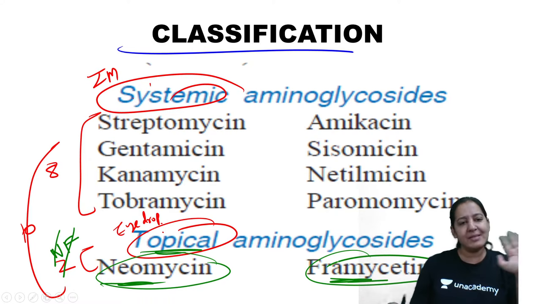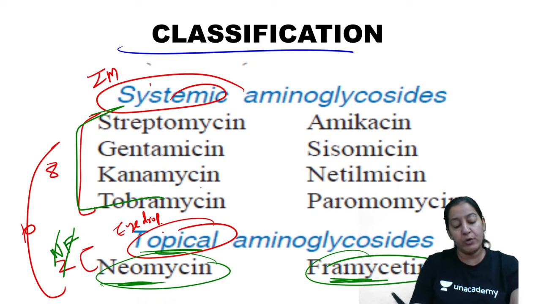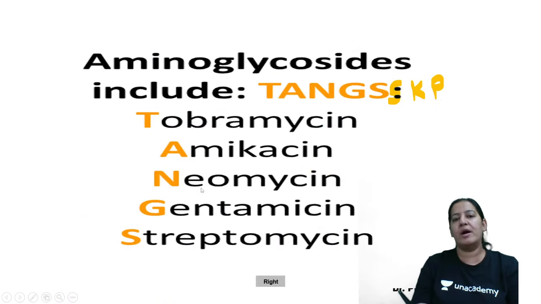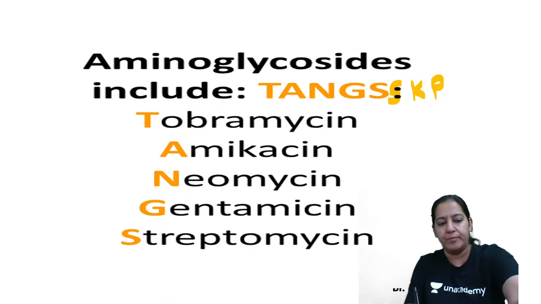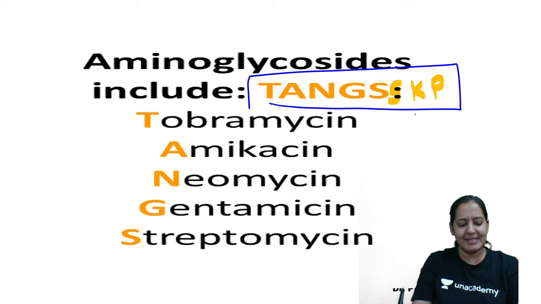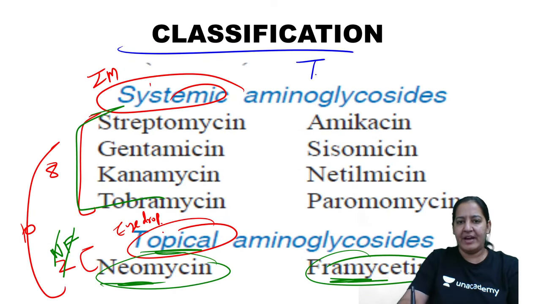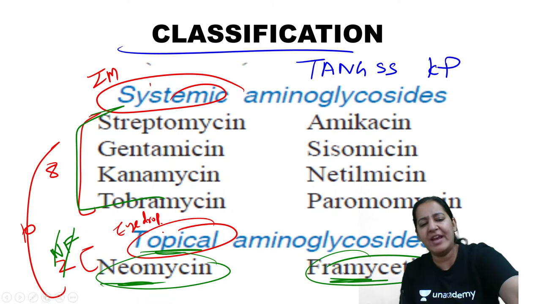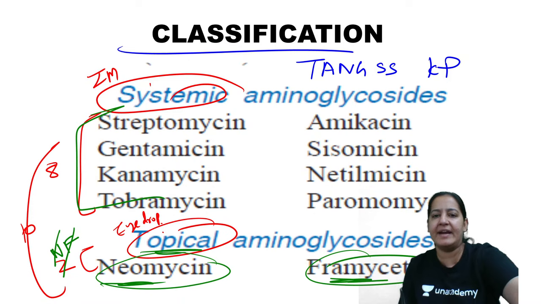Coming on the systemic ones, there are 8. So we will require a mnemonic to learn the 8. The mnemonic is in front of you. TANGSSKP. Let me write it here. TANGSSKP. We can make some better mnemonic also. If you have one, kindly give it to me.